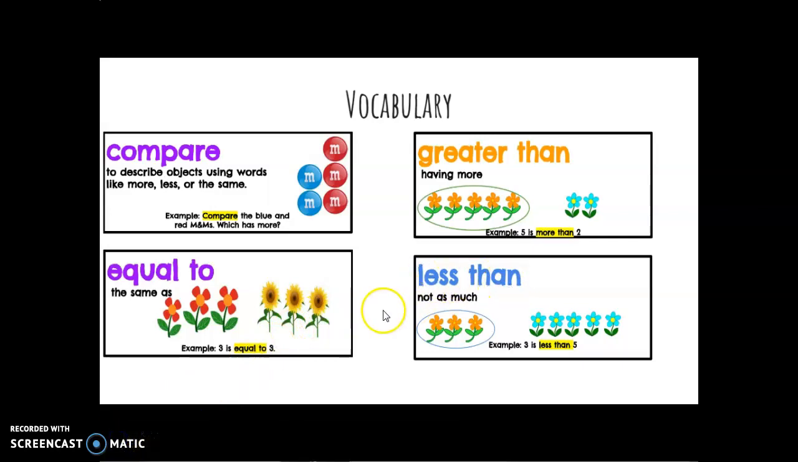Then we have less than, which means not as much. And if you notice here, instead of circling the amount that has more or greater, they circled the amount that has less or not as much or not more. So when we compare these sets of objects, we would say the orange flowers are less than the blue flowers.